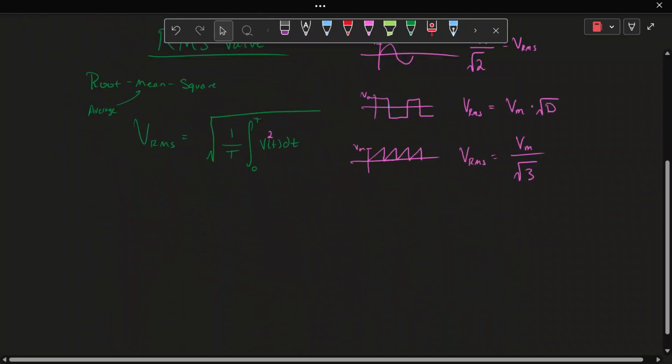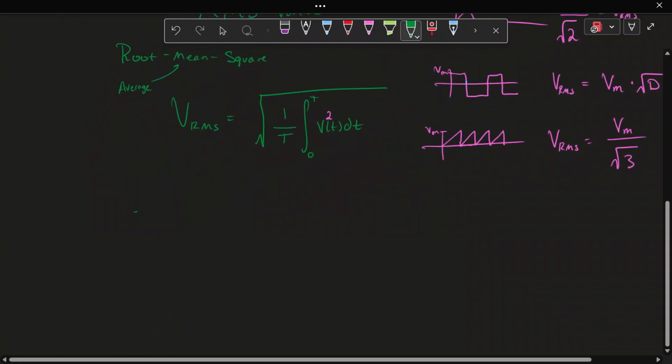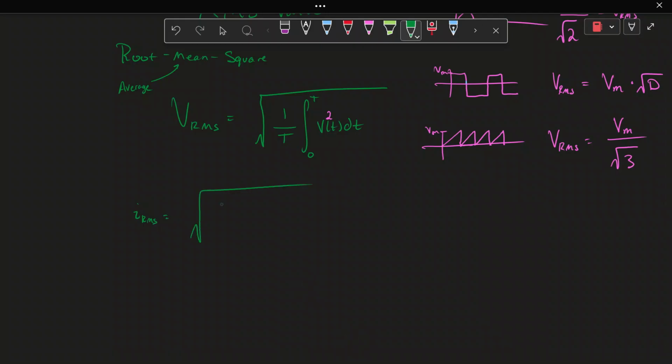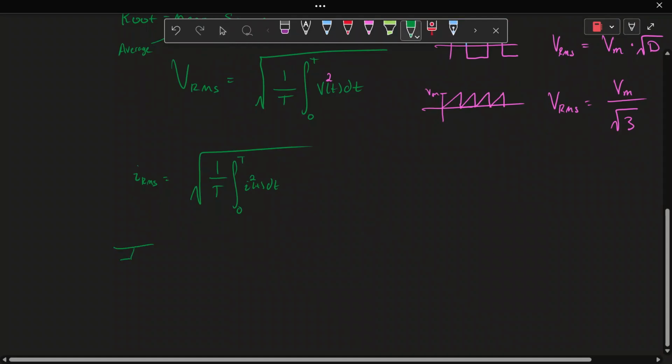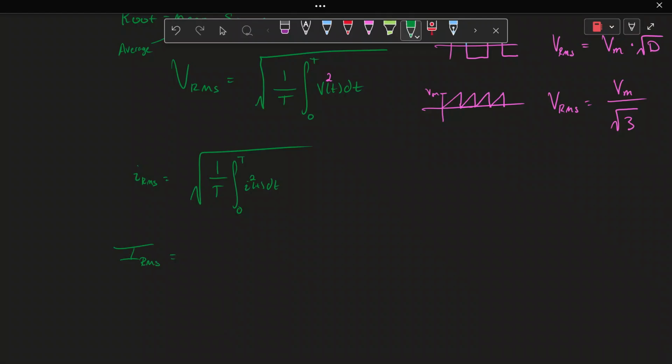For current you can, so we have the current RMS. And this is going to be the same thing. It's going to be the square root of the mean over the period of the instantaneous current, squared. And another thing is the RMS current, this quote unquote total RMS, because the current can have different harmonics per se. Voltage can also.